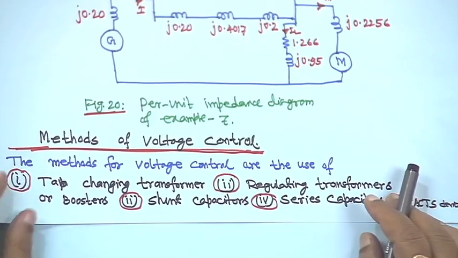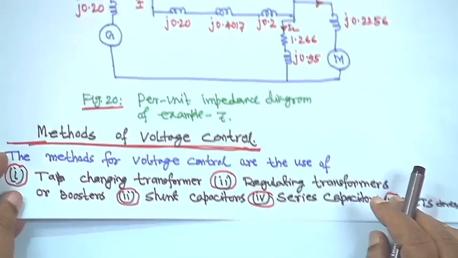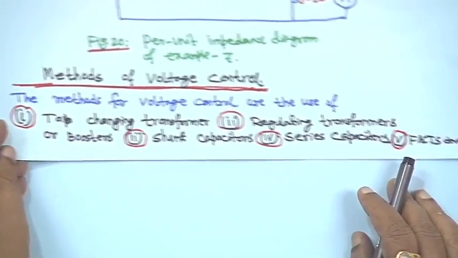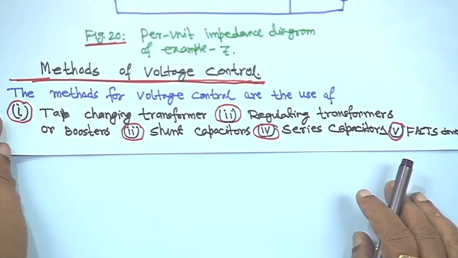So, in the previous lecture we have seen the per unit system. Now, we will come to the methods of voltage control, right.